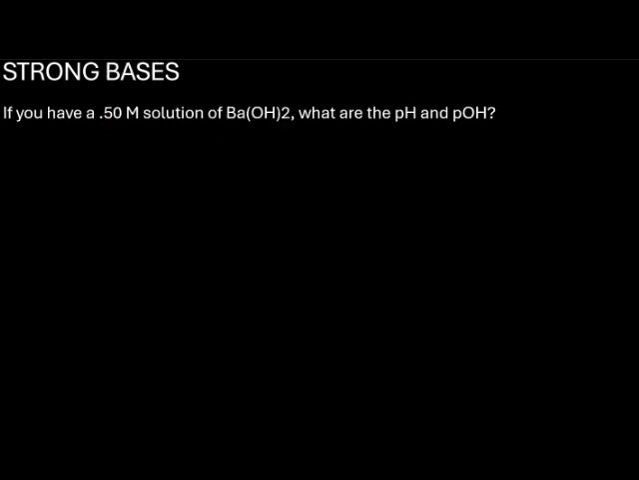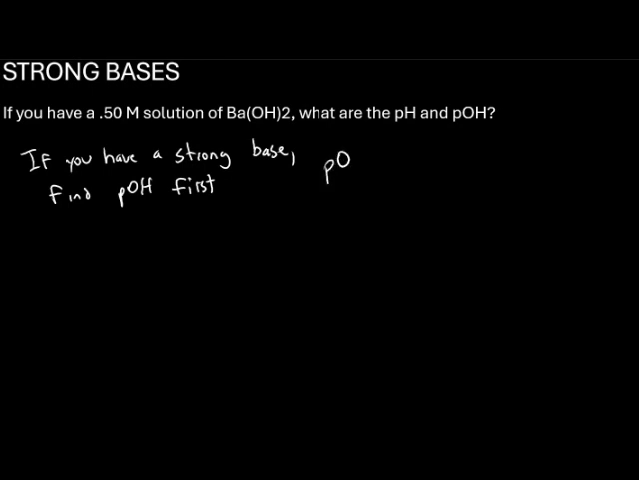If we have a strong base instead, we can use the molarity of that strong base to help us find the pOH first. If you're trying to find the pOH first, we can say that pOH is equal to negative log of the concentration of OH.